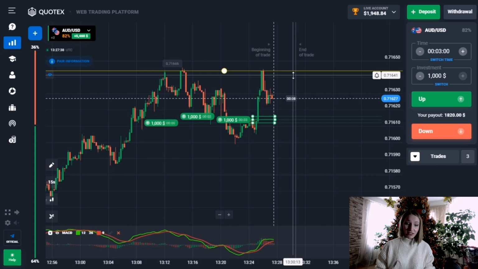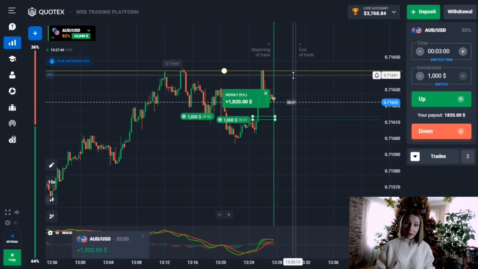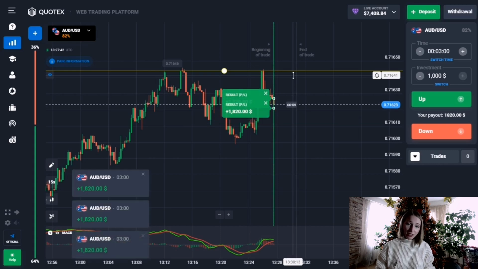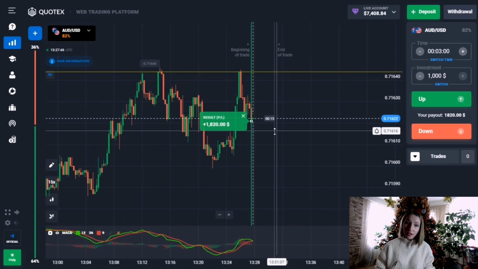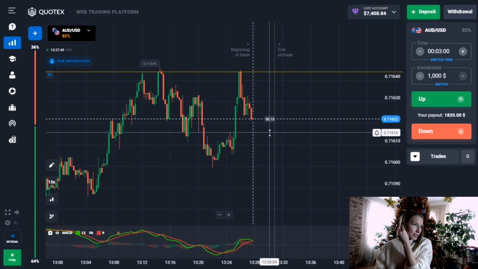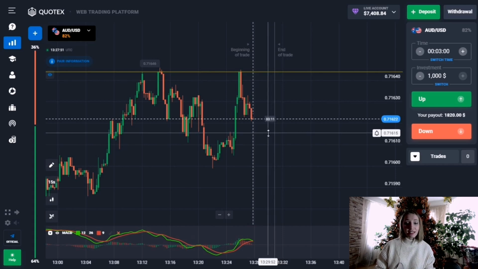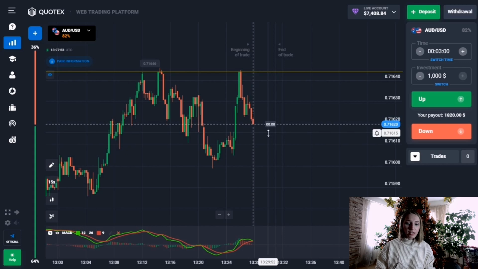Well guys, it's excellent. The price really continued its moving up and we are getting our profit, and this time was enough here. So this level hasn't been broken through yet, but the moving up really showed us a very good entry point. So let's continue and find another entry point.